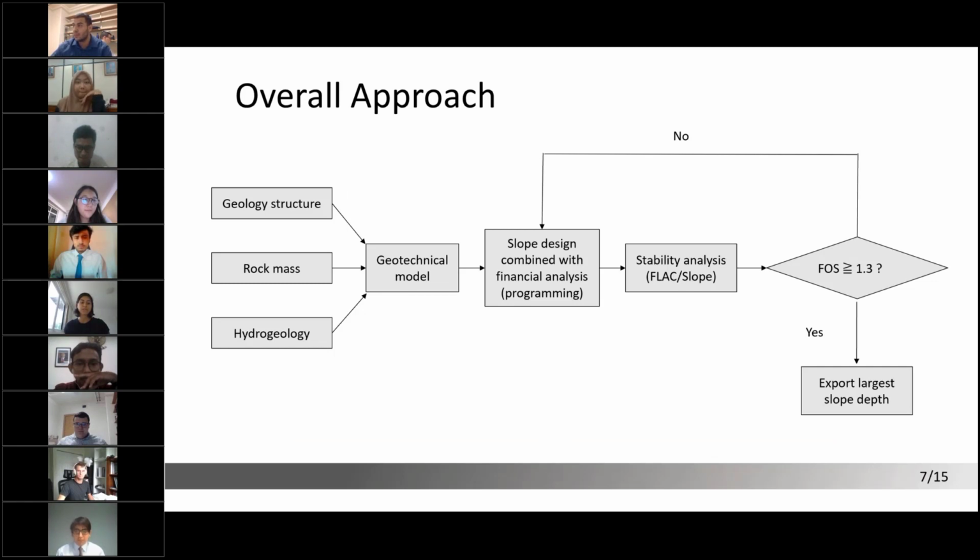Our overall approach pretty much consisted of gathering up all the data, putting it into a geotechnical model, and then creating that 2-slope model in flat. Initially, we did some basic trial and error, and we realized that we could not make the model greater than 600 meters while also satisfying the financial criteria. So after that, we created this cost function and slope optimization program, and we used that to design a whole bunch of designs between 400 to 600 meters depth. And starting with the shallower depths, we modeled them in flat, and eventually when we hit 540 meters, that's when the factor of safety became less than 1.3.